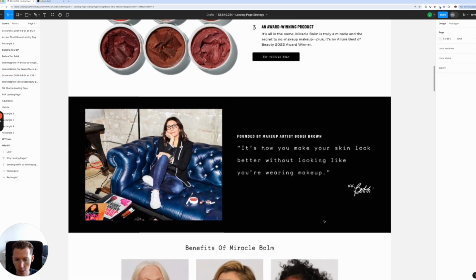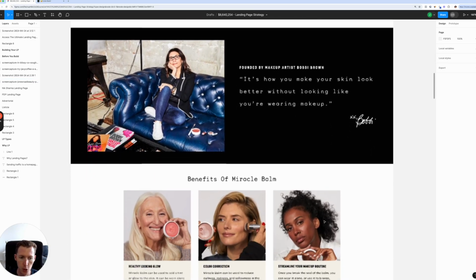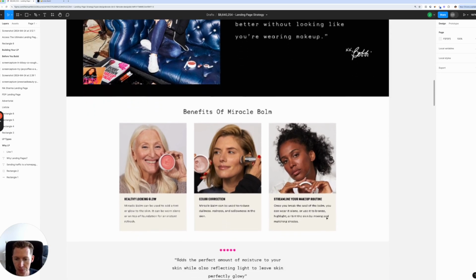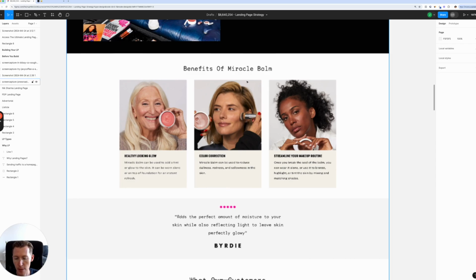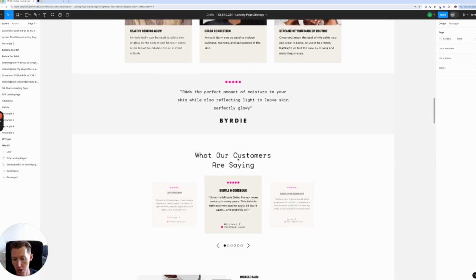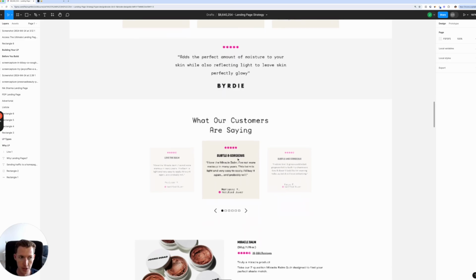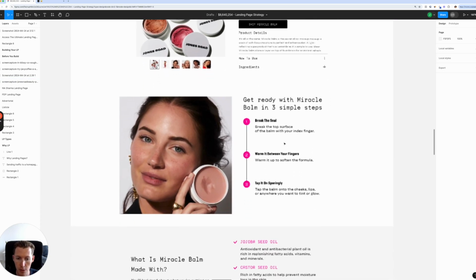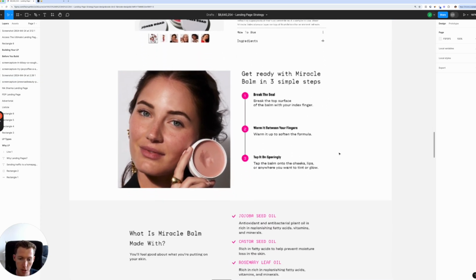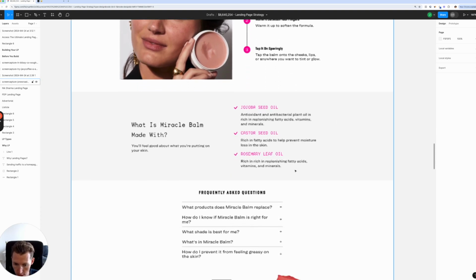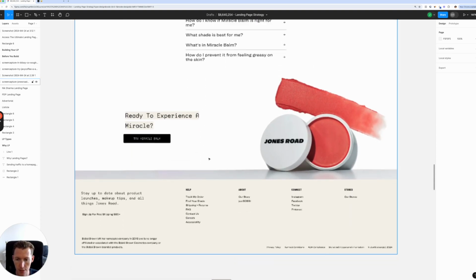They are talking about a quick snippet of the founder who is famous as well, so that adds a little bit of trust. And then they go into the benefits, right? 3 key benefits. Then they add some more trust. So of course, with this product, because it's so competitive, the trust and the social proof is really, really important. What our customers are saying, they have this buy box section, and get ready with Miracle Band with 3 simple steps, right? So how easy the product is to use, and some of the ingredients, frequently asked questions, and then final call to action.